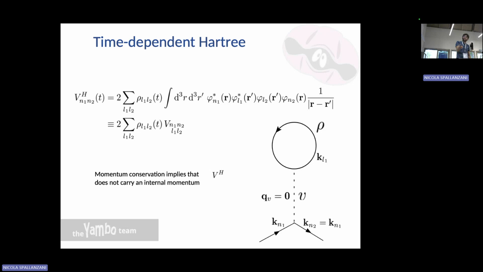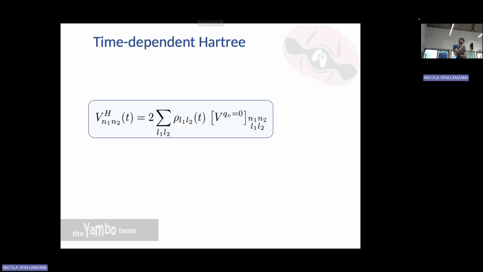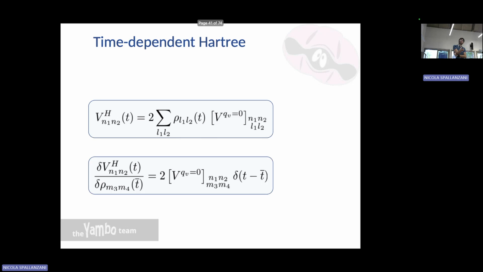And we can observe here that the electron which is propagating in momentum space will conserve the momentum via the interaction of the Hartree field. So the Hartree term doesn't change the momentum of the electrons. And now that we have this compact expression, V times the density matrix, we can take the variation and we get this expression. So this is an object which is static in time, and we take the functional derivative of the exchange.